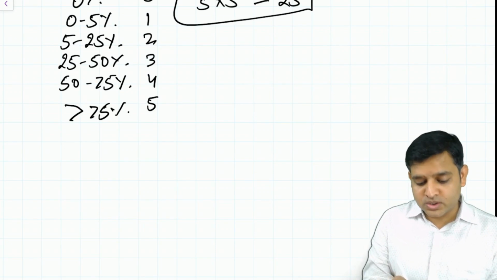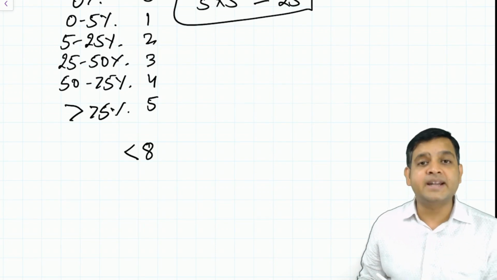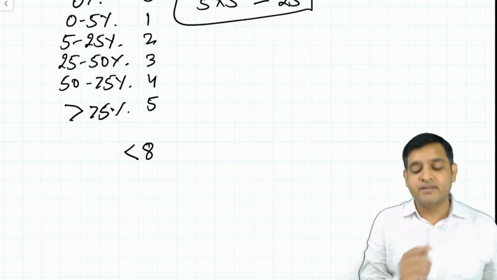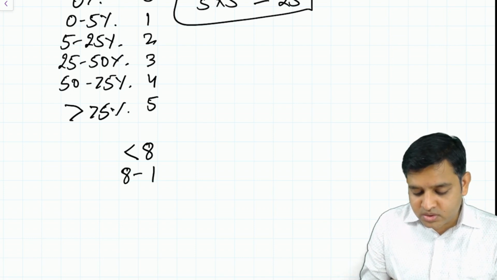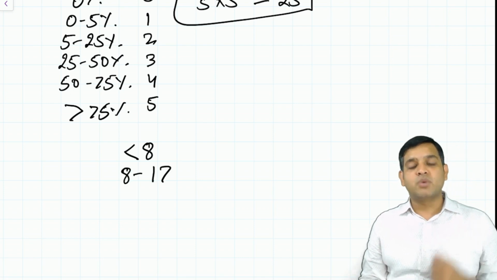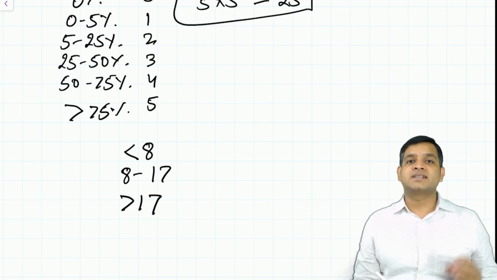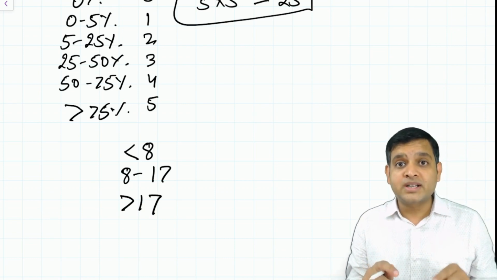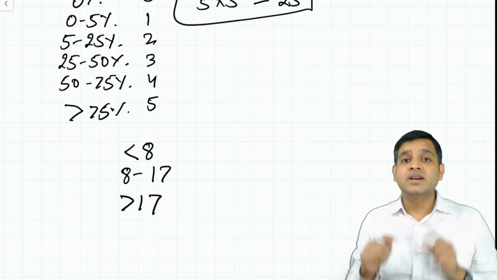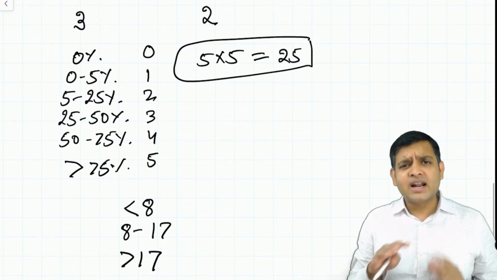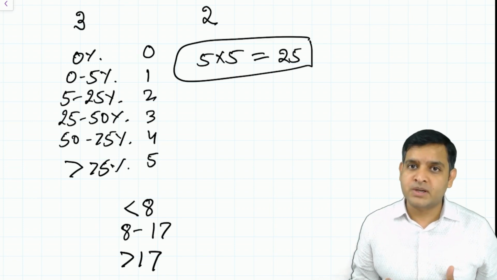Any patient who has a score less than 8 is considered to have mild involvement. 8 to 17 is considered moderate involvement, and more than 17 is considered severe involvement. Now it is to be noted that this is related to the severity. However, there are a lot of flaws in this particular system.